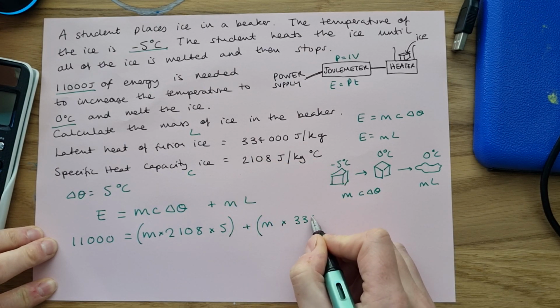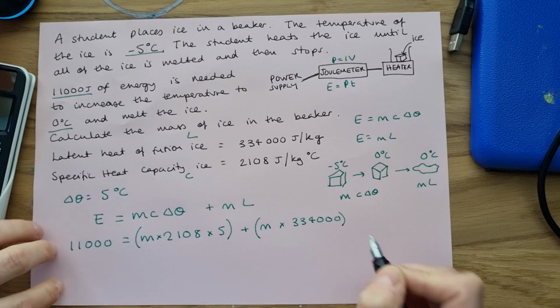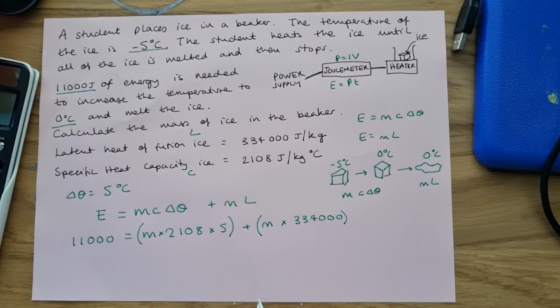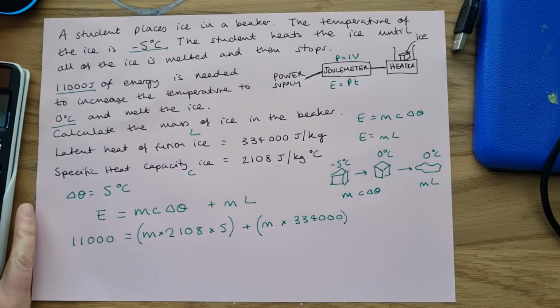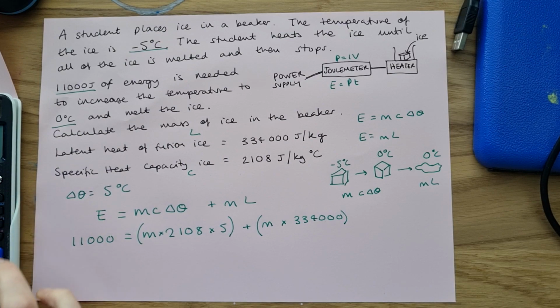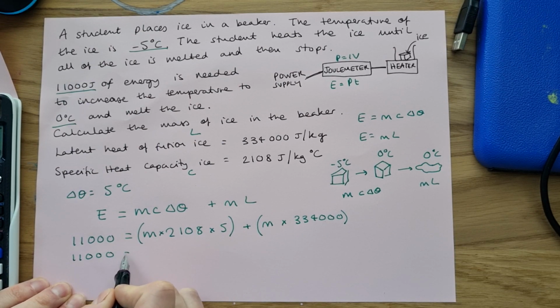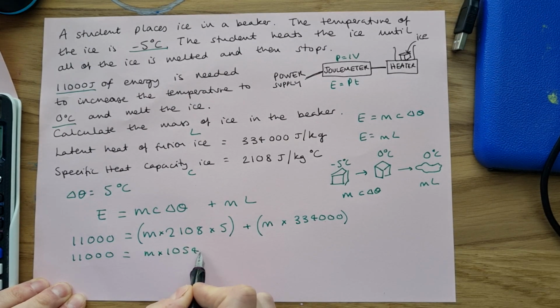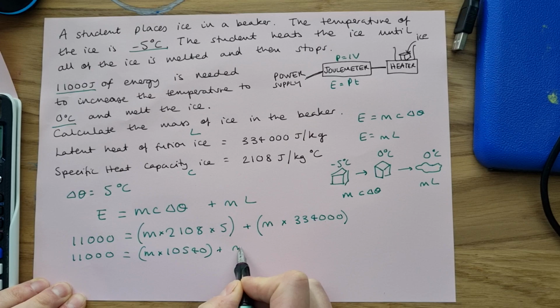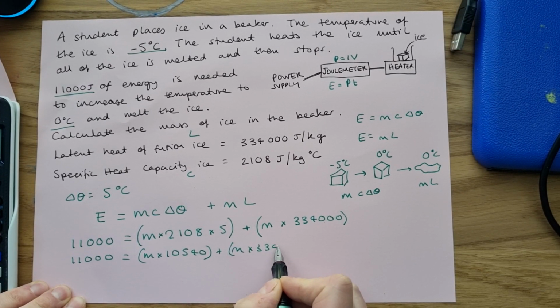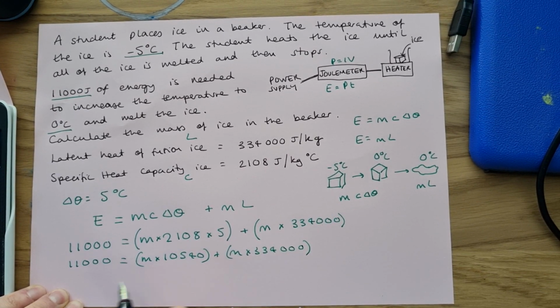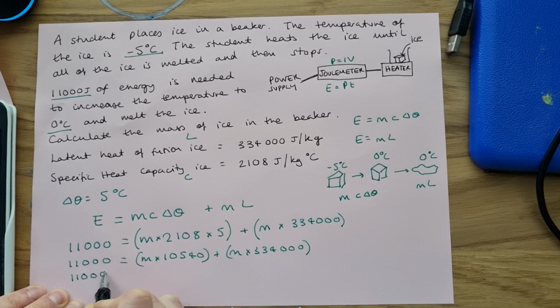So 334,000. And again, you might look at that and think, how can I do anything with that? I've got two m's in it. But if this was in maths, you wouldn't freak out. So I'm going to do the sums I can. I can do 2,108 times 5. I didn't do these in advance, so you get me plugging in my calculator. So I'm going to write it out again. I get 11,000 joules is equal to mass times 10,540 plus mass times 334,000.